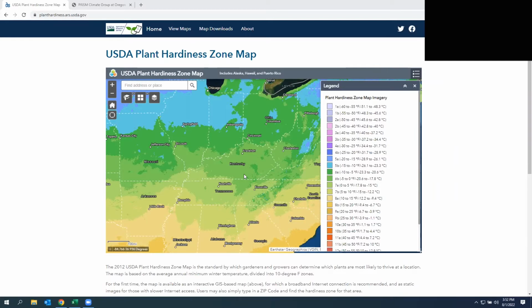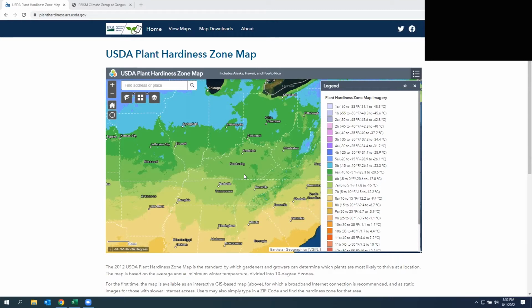So not the coldest it ever has been, but just the lowest temperature from each year, average those out. And that's how they arrive at these bands, if you will, of hardiness zones, cold hardiness zones. There are other types of hardiness out there. A lot of times we lump them all into cold, but this is specifically as it relates to cold temperatures.